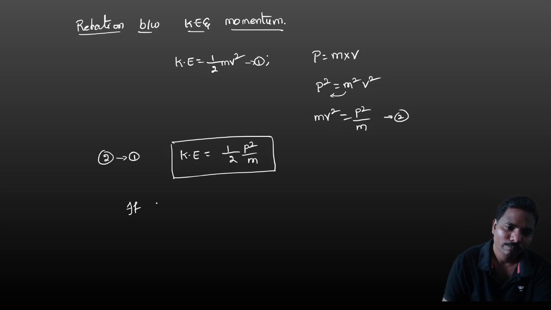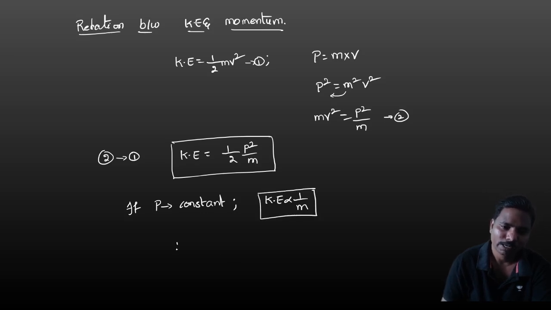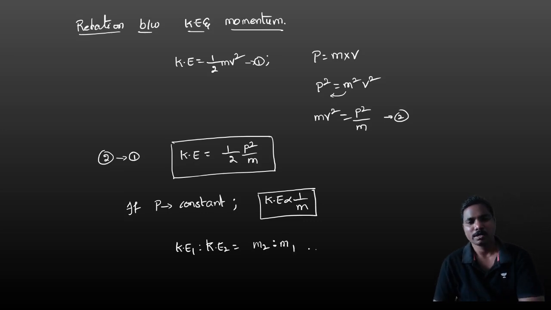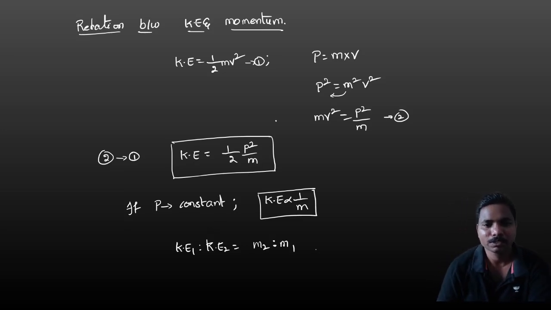If p is constant, then KE is inversely proportional to the mass. KE1 is to KE2 is equal to m2 is to m1, inversely proportional. That means higher the mass, lesser the kinetic energy, whenever momentum is constant. We will discuss the problems on KE and momentum in the MCQ session.